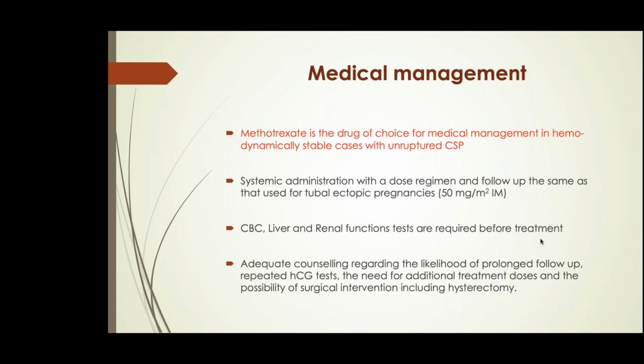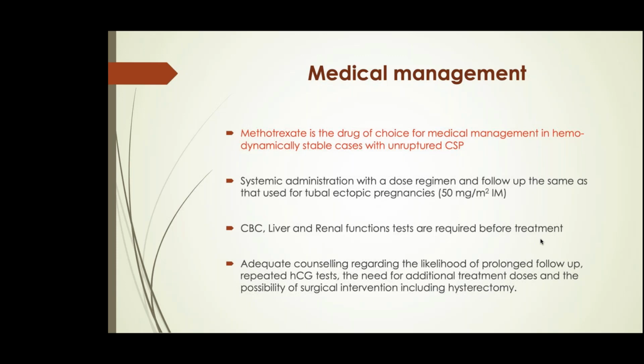The medical management: methotrexate is the drug of choice in hemodynamically stable cases with unruptured cesarean scar pregnancy. It is given at the same regimen as that for tubal ectopic pregnancy, which is 50 milligrams per square meter intramuscularly. Before giving the methotrexate, we should do the usual biochemistry labs. The CBC, the liver function, and the renal function should be done before that.